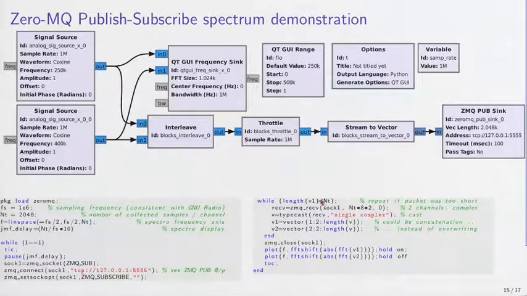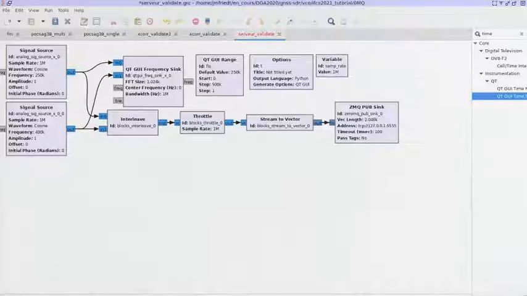Sometimes the data blocks will be smaller than the expected length, and so we loop until we get the right number of data. In this example, we will plot the spectrum of the data that has been transferred. So let us demonstrate this concept on an actual flowchart.